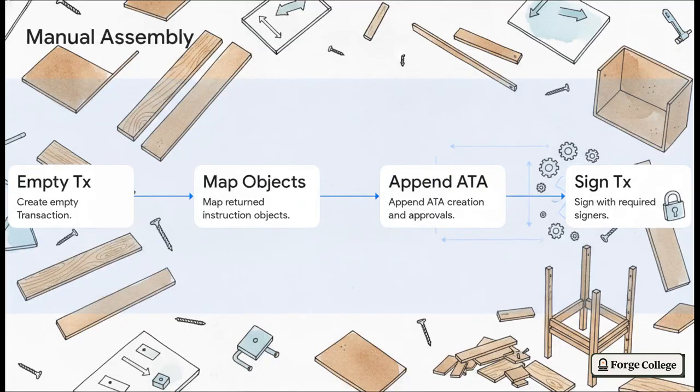But what if they don't give you that nice prepackaged string? Well, then you have to assemble it manually. It's kind of like flat-pack furniture, and no, the Allen wrench is not included. You have to create an empty transaction, iterate through and map out the returned instruction objects, append any necessary token account creations or approvals, and then finally sign it with your keypairs. It's definitely more assembly required, but hey, it gives you total, absolute control.